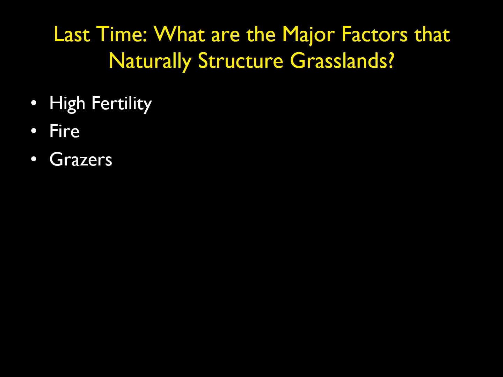You're exactly right. Great job. High fertility due to the below ground biomass. Fire because of the low precipitation and open prairie exposure to those storms. And then grazers, like grasslands all across the planet. There are large herbivores that roam and would naturally be feeding on these grasslands.